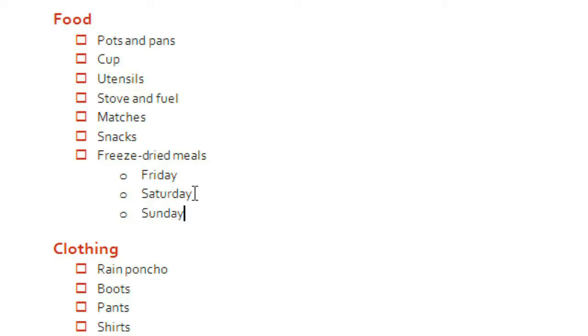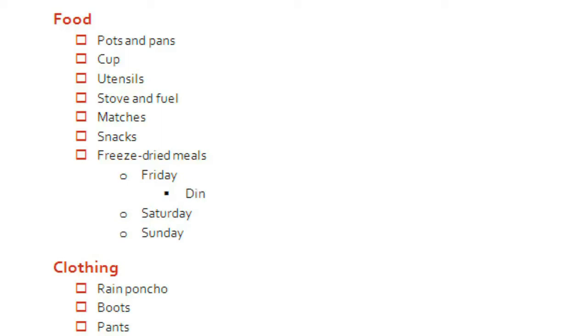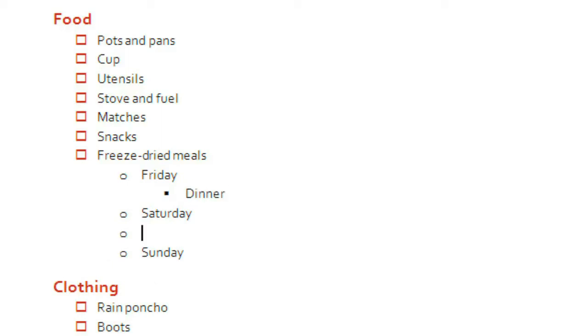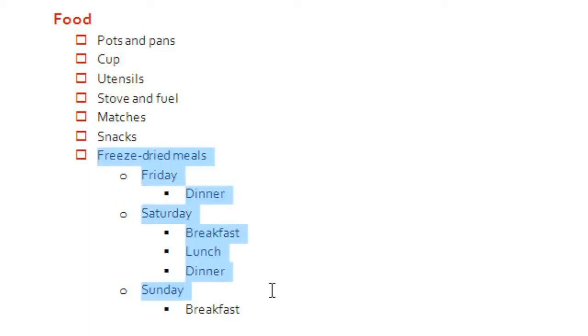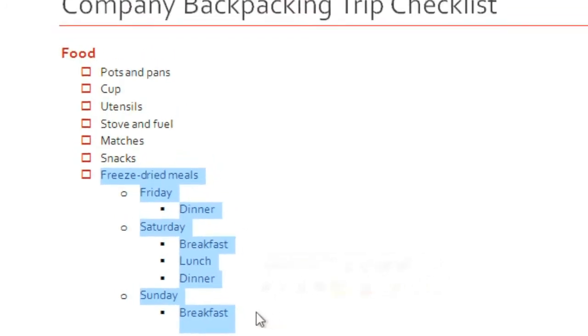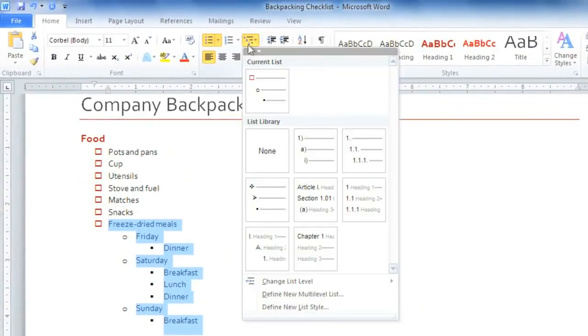Then I can add each meal so that they're grouped under each day. And I'm just using the Tab key to move the lines to the right as needed. All of the meals are now in this mini outline, and this is called a multi-level list. You can change the formatting by selecting it and then clicking on the Multilevel List command. And then select a style.